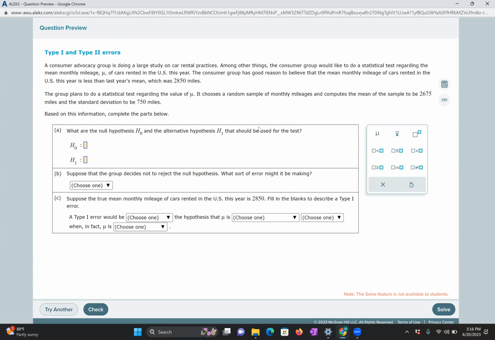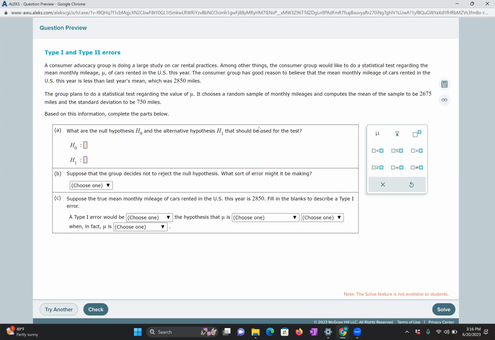Okay, so let's take a look at this one. This one says a consumer advocacy group is doing a large study on car rental practices. Among other things, the consumer group would like to do a statistical test regarding the mean monthly mileage mu of cars rented in the US this year.